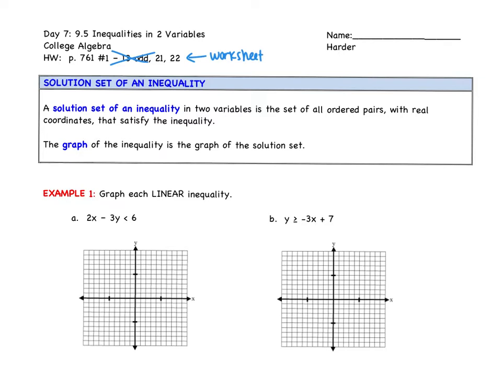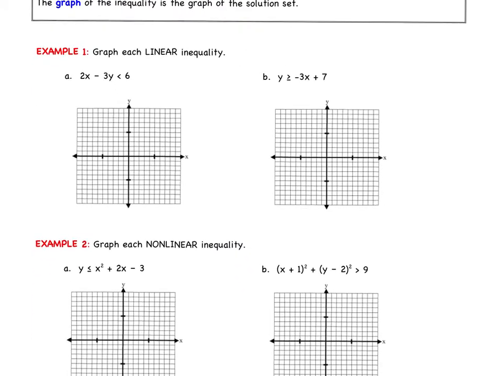Okay, so let's jump right in. Starting with some vocabulary, and then we're going to jump into some examples. The solution set of an inequality in two variables is the set of all ordered pairs that satisfy the inequality. So that's what we're going to be looking for right now, all the ordered pairs that satisfy the inequality. We specifically are going to be looking at the graph. So let's just jump right in. You all have done this before.